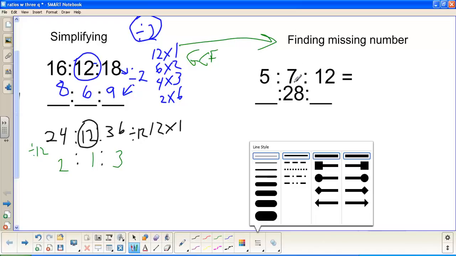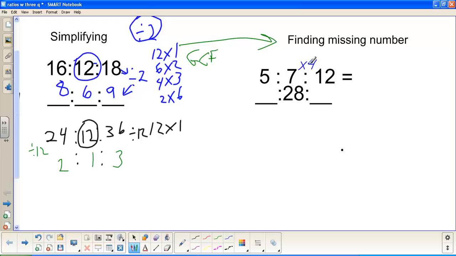And we have to ask ourselves the question, what did we do to the 7 to turn it into 28? And the answer is multiply by 4. So whatever I did here, I have to do to the other quantities. 5 times 4 is 20. 12 times 4 is 48. Those are my missing numbers, and I'm done.